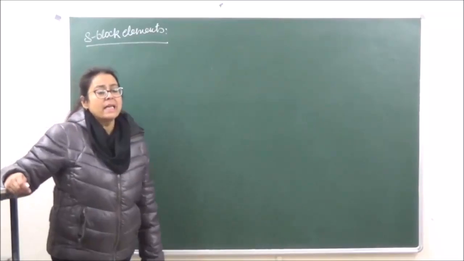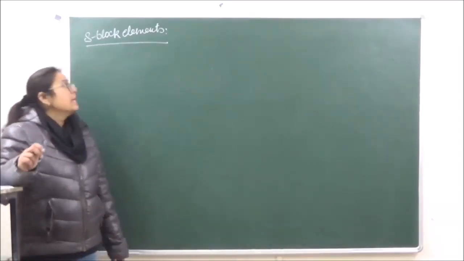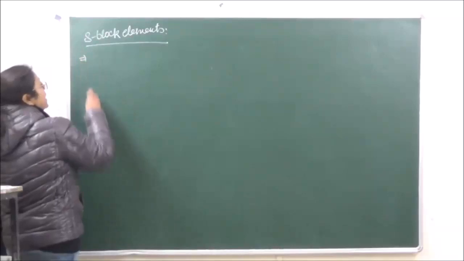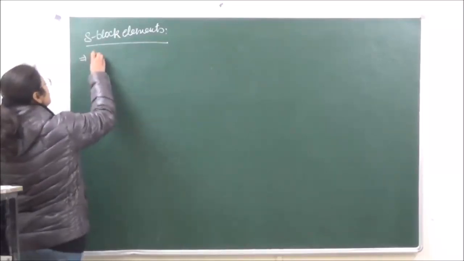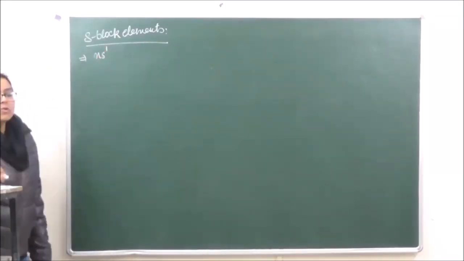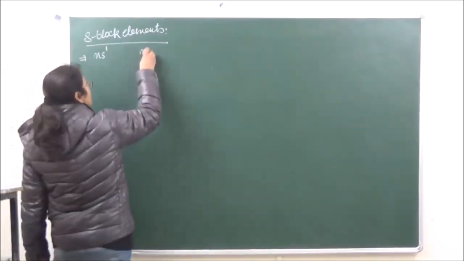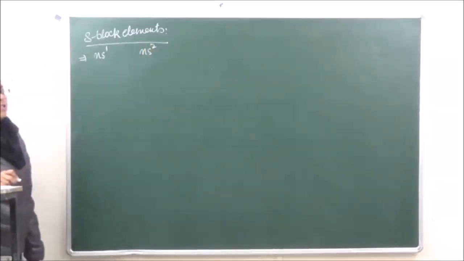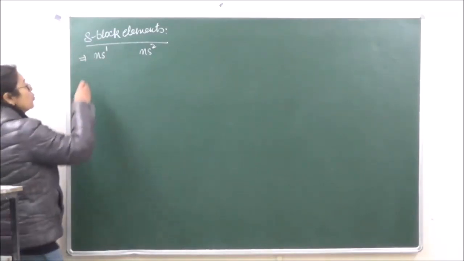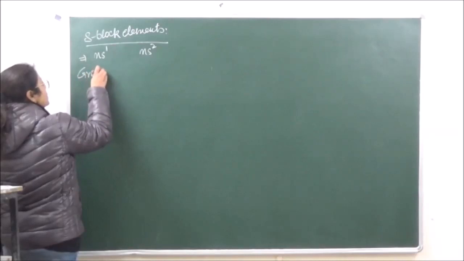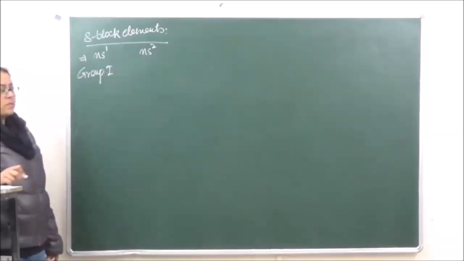Now as you know that the S can accommodate only 2 electrons, therefore over here the S block elements will have only 2 groups, right? One group in which the general electronic configuration is going to be NS1, and the second group in which the general electronic configuration is going to be NS2. So in both the cases, the differentiating electron is going to enter into the S subshell. When we are talking of NS1, that is known as group 1 of the periodic table, right?